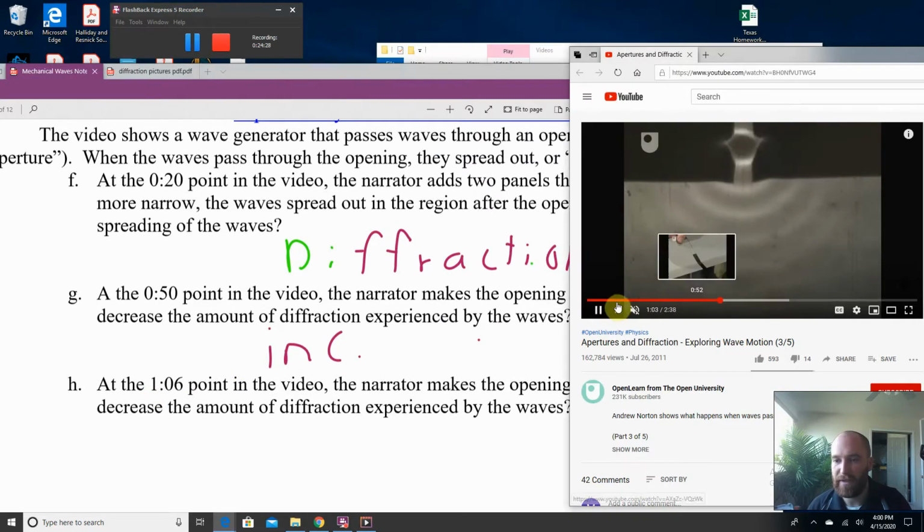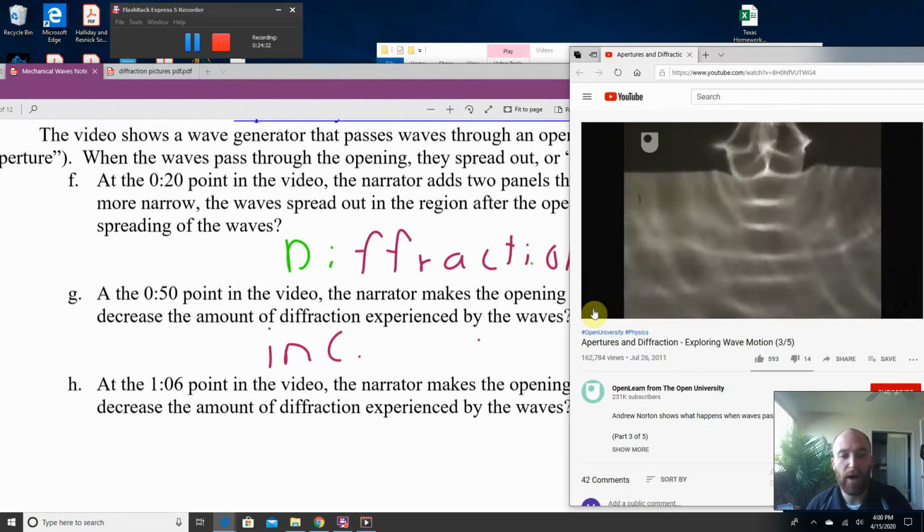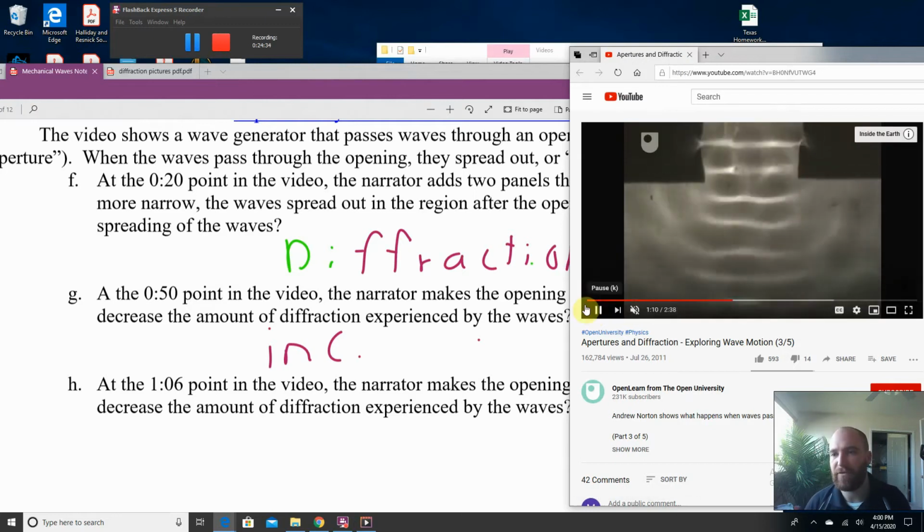And just to make it a little more obvious here, we're going to jump to the 1 minute 6 second mark, which is right about here. And he makes the opening very, very wide. And what does this do to the amount of diffraction? Which is just the amount of bending that occurs.